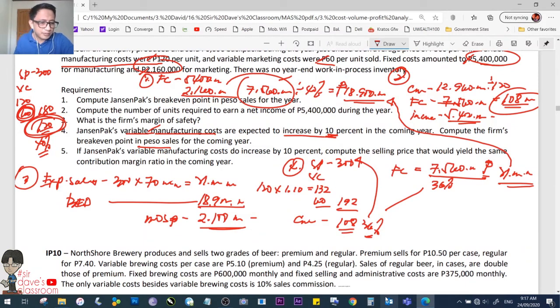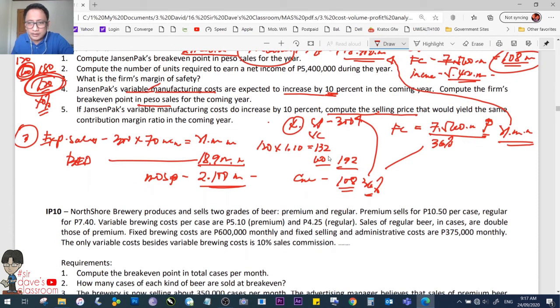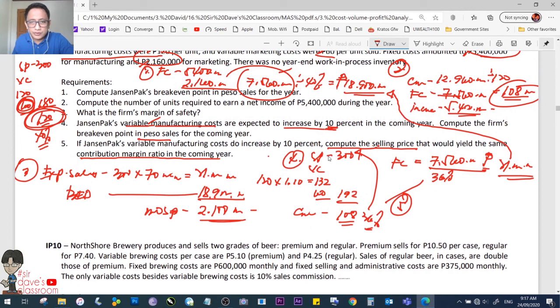Number 5, if the company's variable manufacturing costs do increase by 10%, compute the selling price that would yield the same contribution margin ratio as last year. Compute the selling price is the requirement in number 5. If you want to maintain the contribution margin ratio of last year, what is the ratio that we are trying to maintain? It is 40%. Saying that 40% should be maintained as contribution margin is just as if saying that you also want to maintain your variable cost ratio to be 60%.